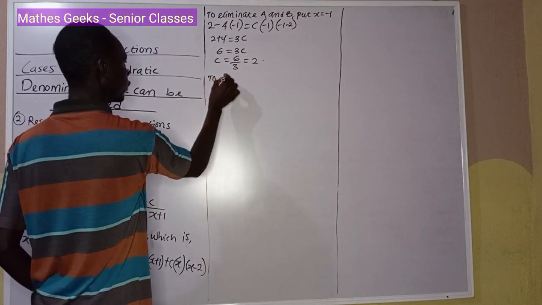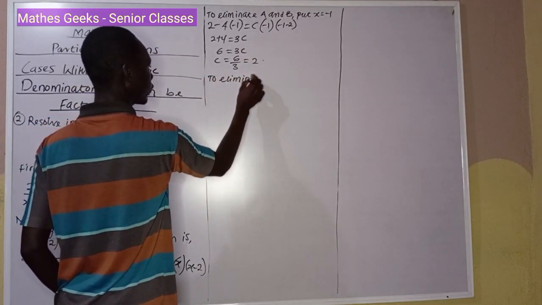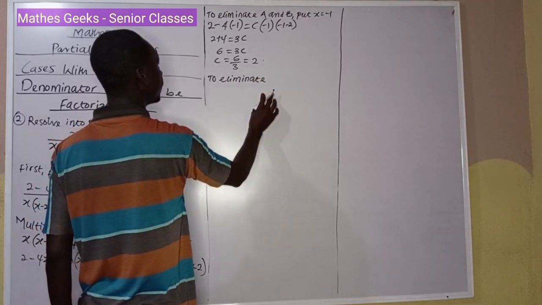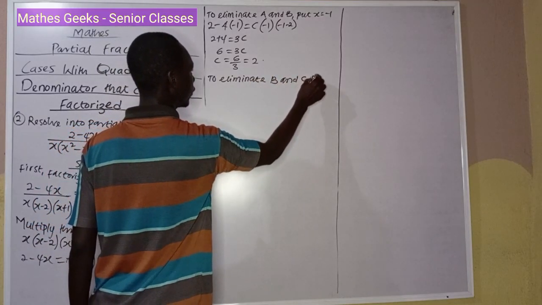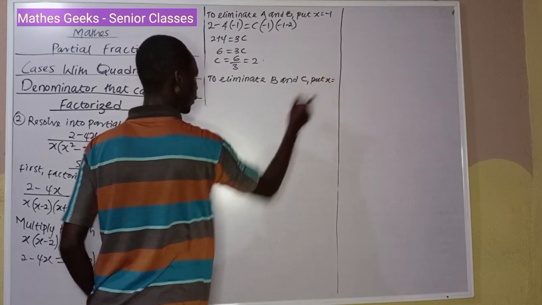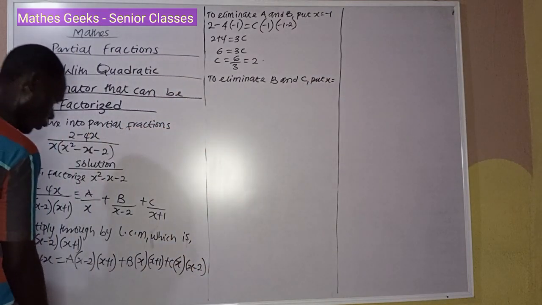Okay, so to eliminate b and c, put x equals to, so b and c, what do they have in common?